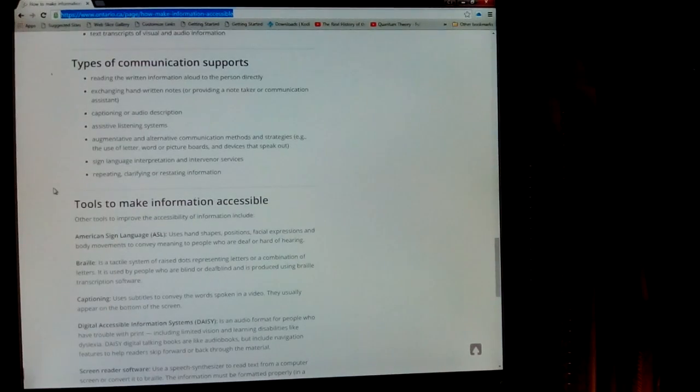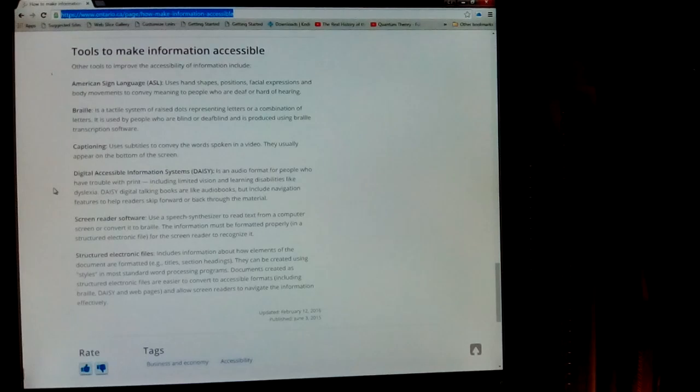Types of communication supports: reading the written information aloud to a person directly, exchanging handwritten notes, providing a note taker or communication assistant, captioning or audio description, assistive listening systems, augmentative and alternative communication methods and strategies, for example, the use of a letter, word, or picture boards and devices that speak out. Sign language interpretation and intervener services, repeating, clarifying, or restating information.